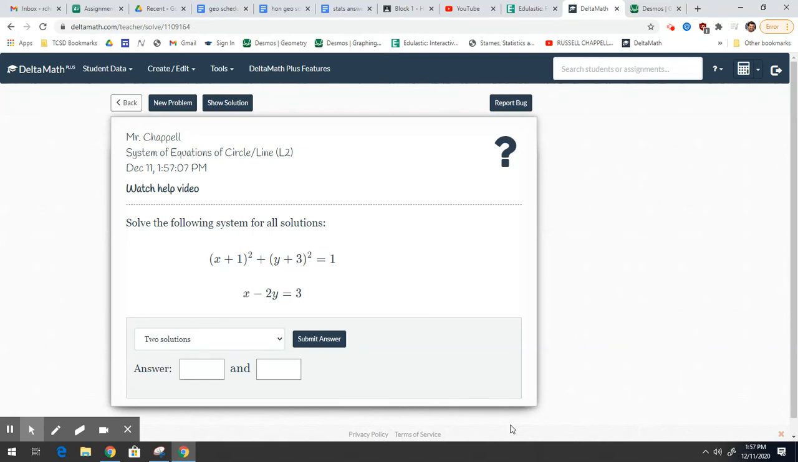All right, so let's take a look at this question. This is our level 2 stepping it up question. Again, we still have a circle, we still have a line. We need to solve this system of equations. In level 2, it's expected to be a little bit more difficult, a little more challenging.